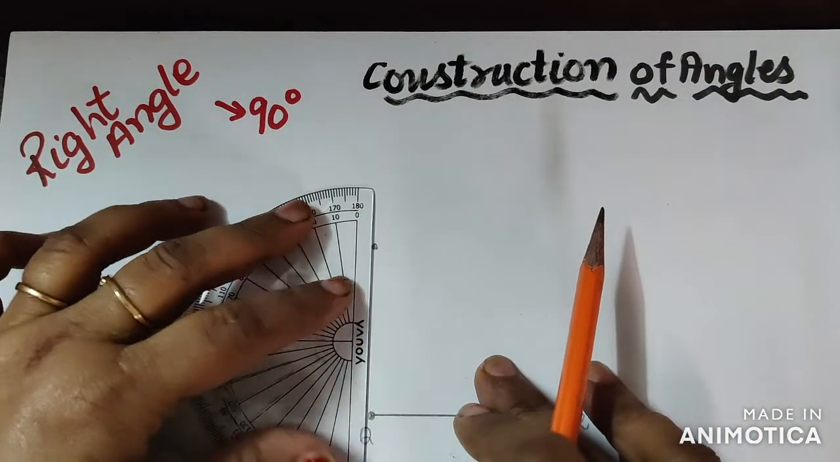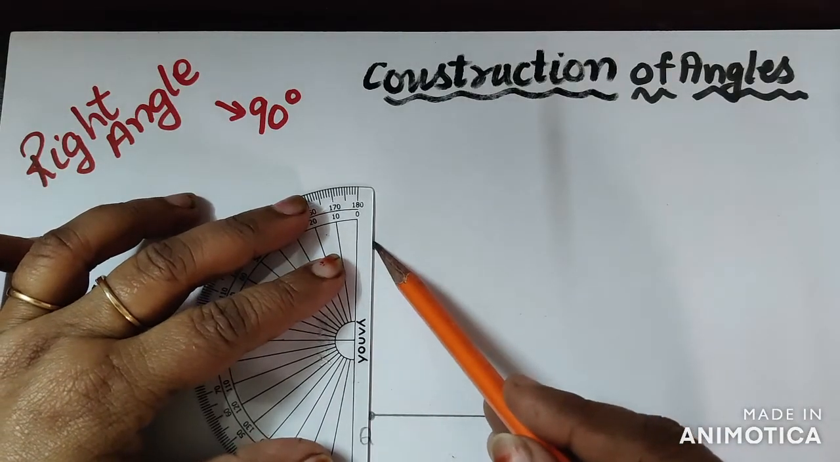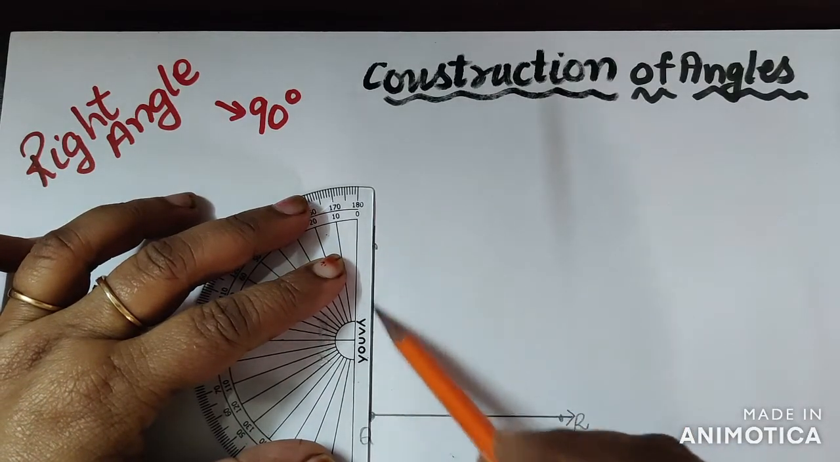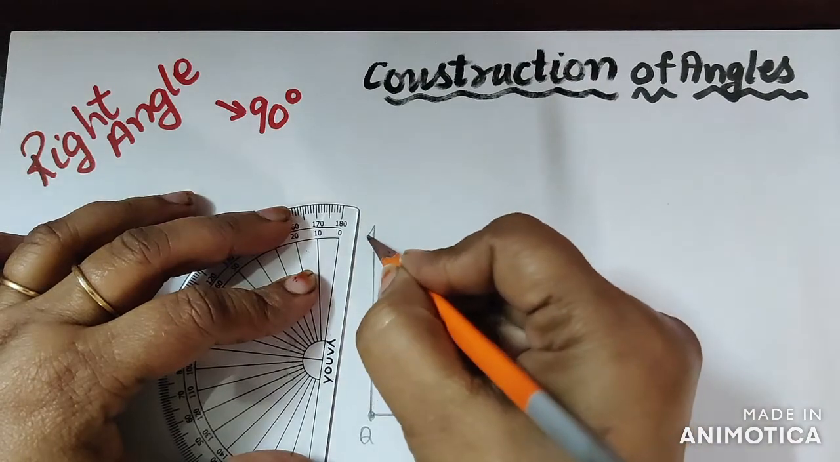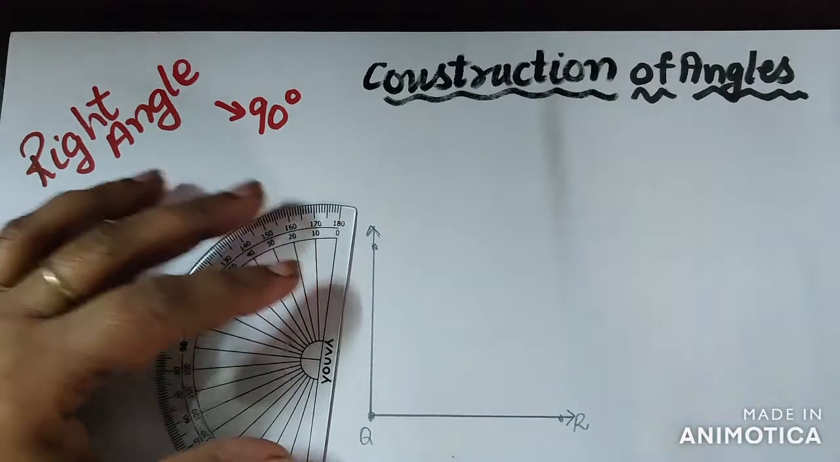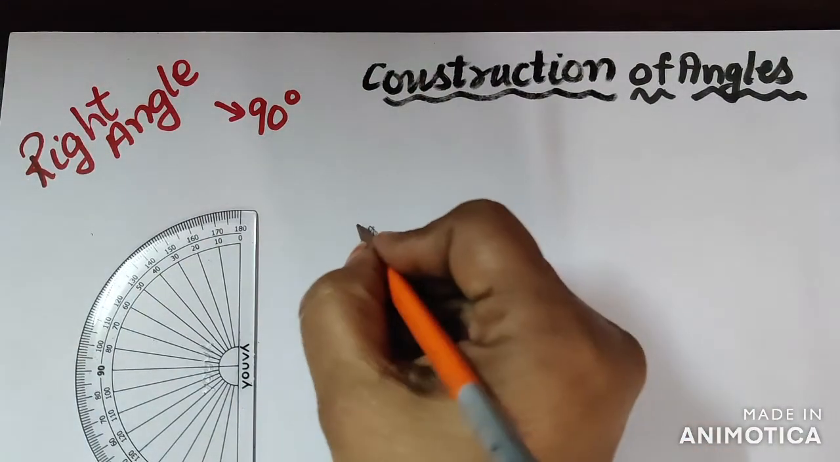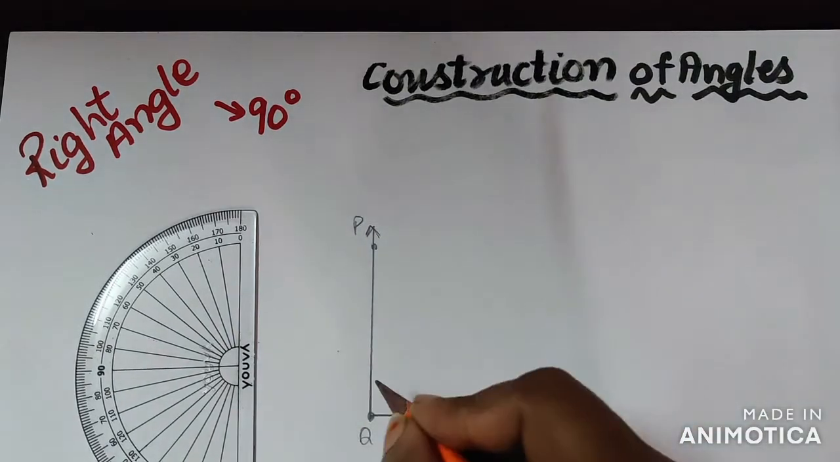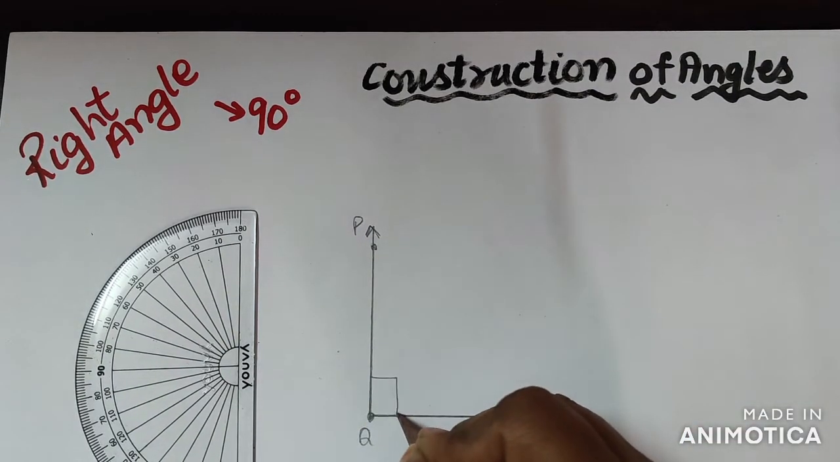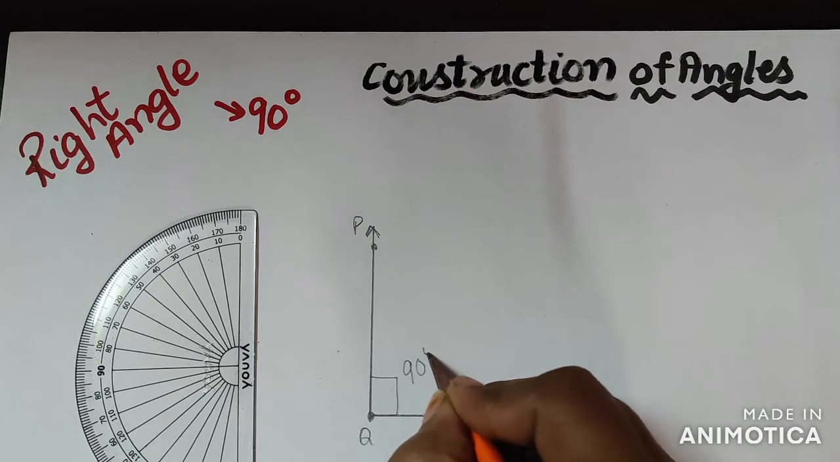Now after removing it, you will draw the line. You can increase it also because it's a ray, and you will give the name P, right? And this angle is of 90 degree.